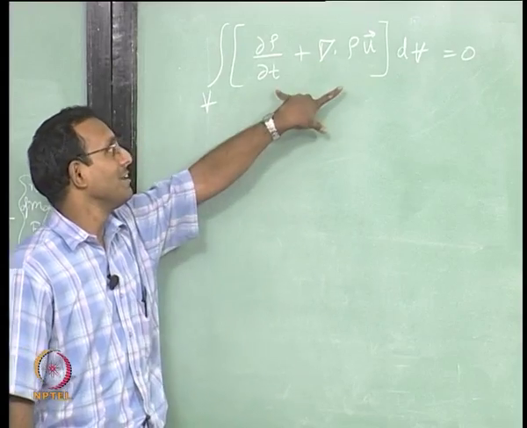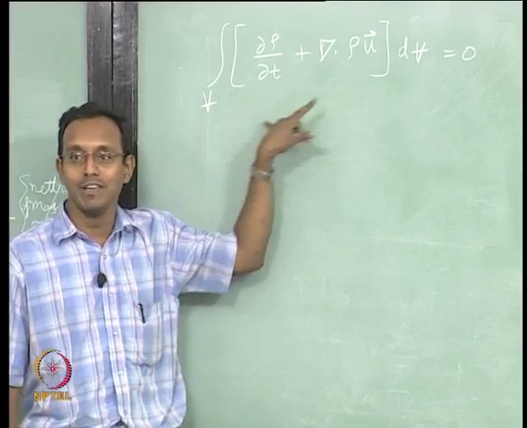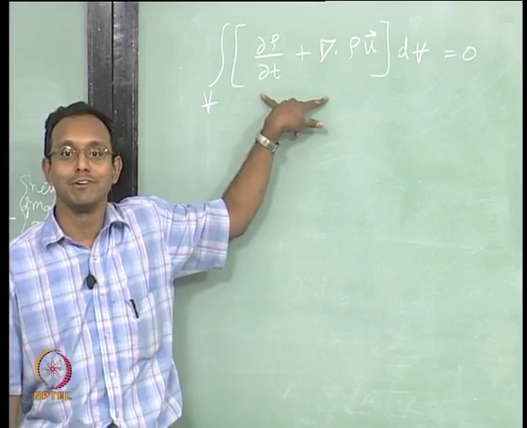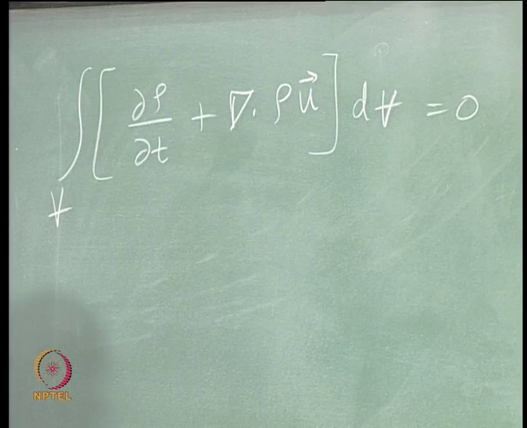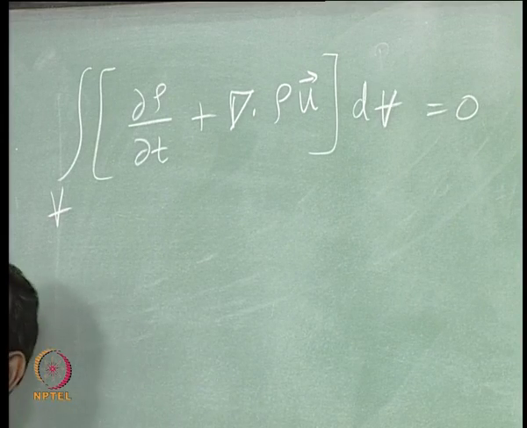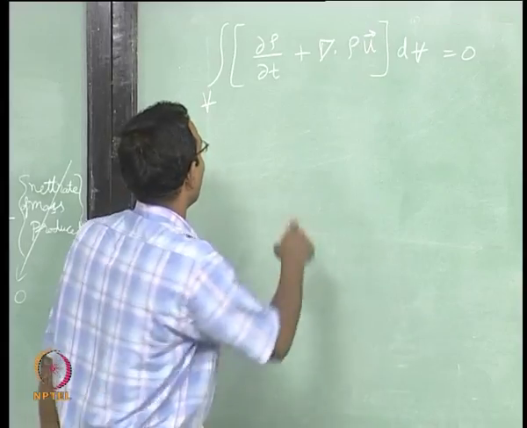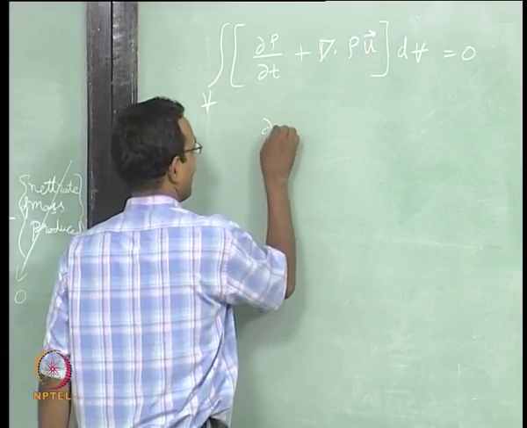So, the only way that this is always equal to 0 will be if the integrand itself is 0. The quantity inside the square brackets must be 0. This is the standard logic people use to go from integral equations to differential equations. So, now I will just make this equal to 0.